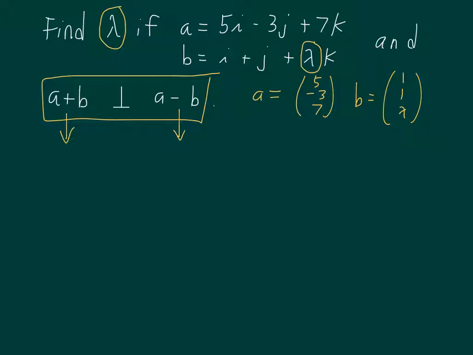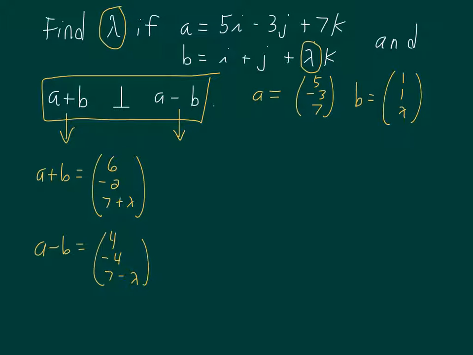So vector a plus b, it's pretty simple. You're just going to do exactly what you would think you need to do. You're just going to add straight across, all of a's numbers with all of b's numbers. So that would give us 6, negative 2, and then 7 plus that lambda. And then our a minus b, same thing, except now we're subtracting. So we're doing 5 take away 1, negative 3 minus 1, and then you'd have that 7 minus lambda.